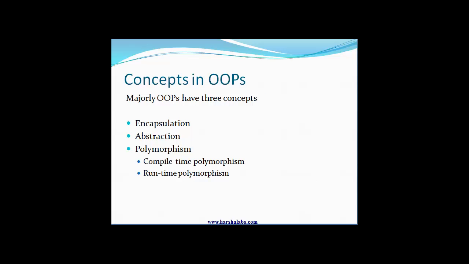So let's move to the concepts in OOP. Majorly these OOP concepts have three categories. One is encapsulation, second is abstraction, third is polymorphism. Polymorphism is divided into two types: one is compile time polymorphism, second is runtime polymorphism.